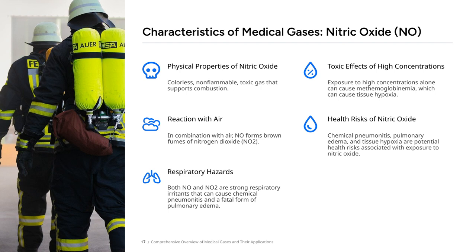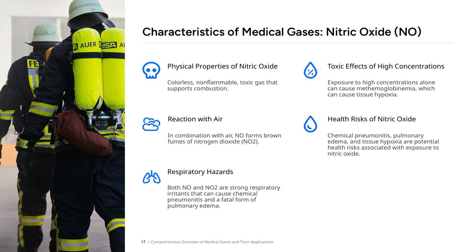Both nitric oxide and nitrogen dioxide are strong respiratory irritants. They can cause chemical pneumonitis, which is inflammation of the lung tissue, and in severe cases, can lead to pulmonary edema that could be fatal. An important point to remember is that nitric oxide, when mixed with air, forms brown fumes of nitrogen dioxide, or NO2. This reaction is significant because NO2 is highly toxic and irritating to the lungs.